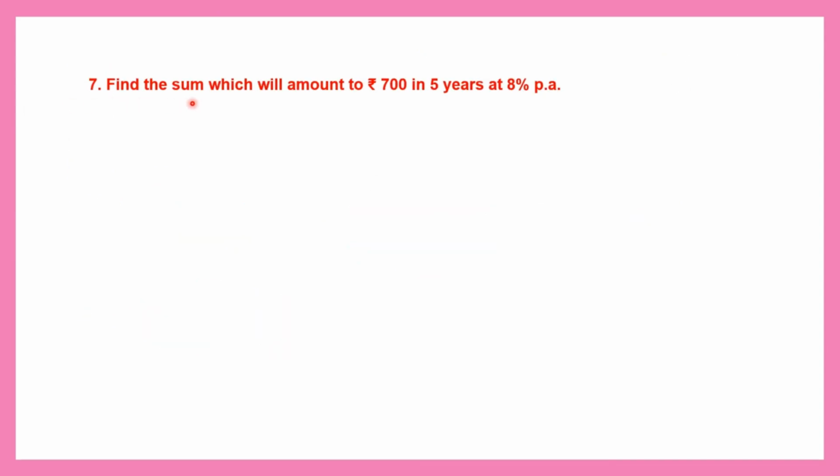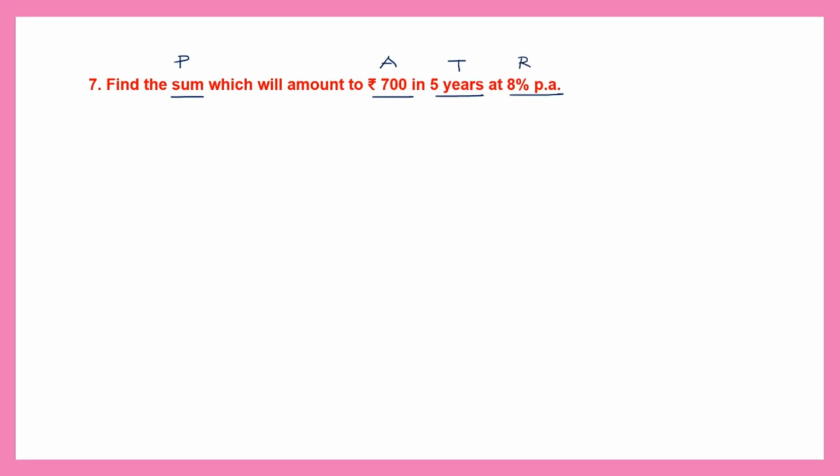Question 7. Find the sum which will amount to 700 rupees in 5 years at 8% per annum. So what are we asked to find? The sum. That means the principal, which will amount to 700 rupees. So this is the amount. 5 years is the time. 8% per annum is the rate of interest.